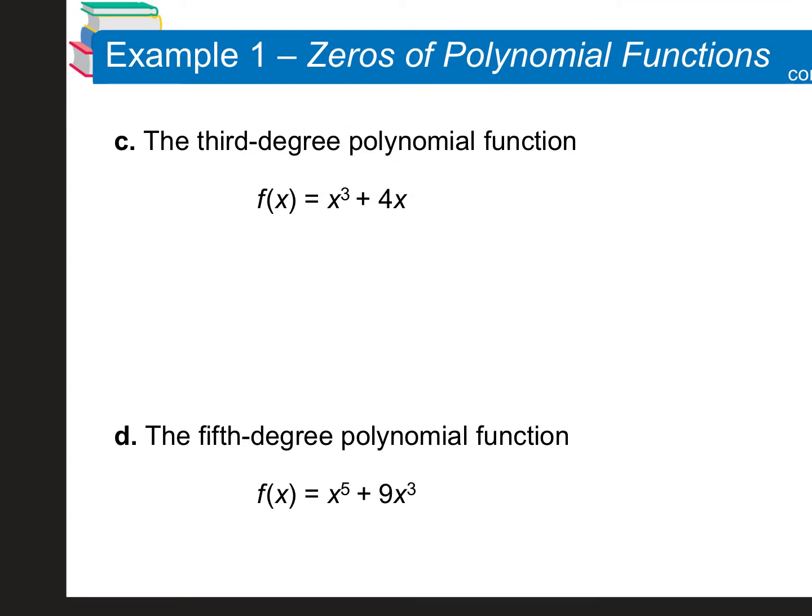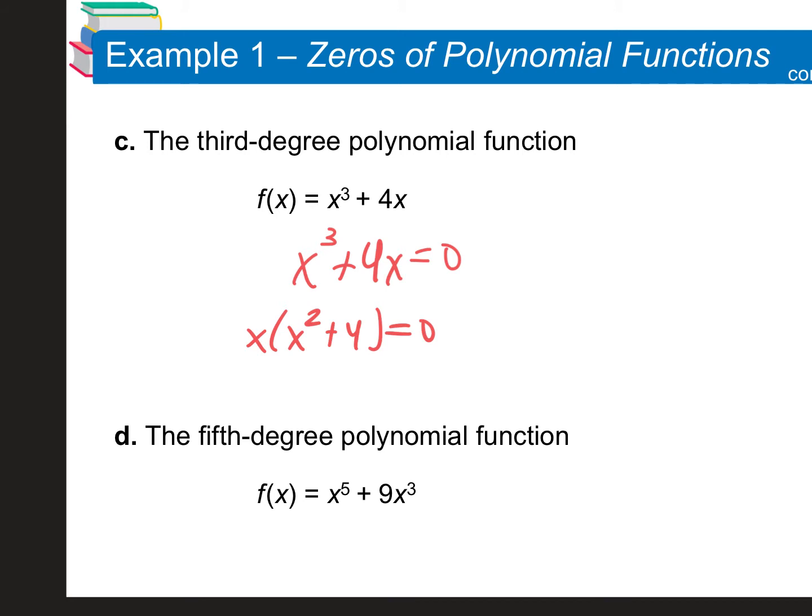All right, a third degree polynomial. This is the third degree because it's raised to the third power. It's cubed. So if we were going to solve this one, x cubed plus 4x equals 0. Well, take out the what? Is there a GCF? Okay, x. I'm left with x squared plus 4 equals 0. Is x squared plus 4 one of those special patterns? No. X squared minus 4 is.